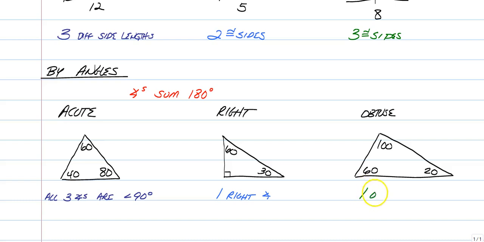And that is very similar to an obtuse triangle. That means we have one obtuse angle, or greater than 90 degrees. So that angle right there is 100. This is an obtuse triangle.